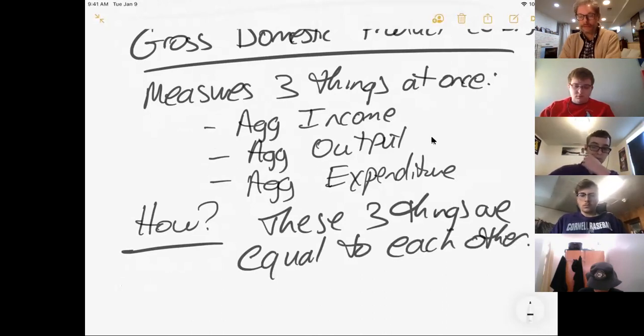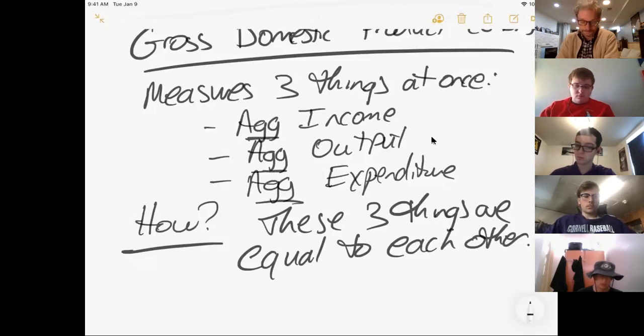Aggregate income is equal to aggregate output is equal to aggregate expenditure. The key here is aggregate, meaning total. So listen, is it true for you as a college student that your income equals your output equals your expenditure?